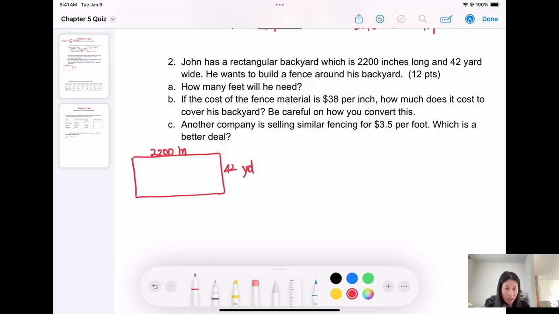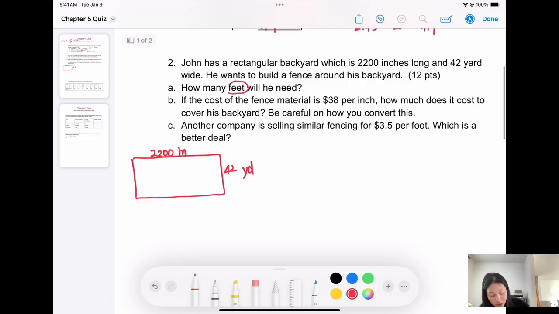As you can see, I did that on purpose. The inches and the yards are different units. So now question 1 is how many feet will you need? I gave you inches and yards and ask how many feet you need. So your first step is converting the inches to feet. Sorry, I keep making that tiny mistake.